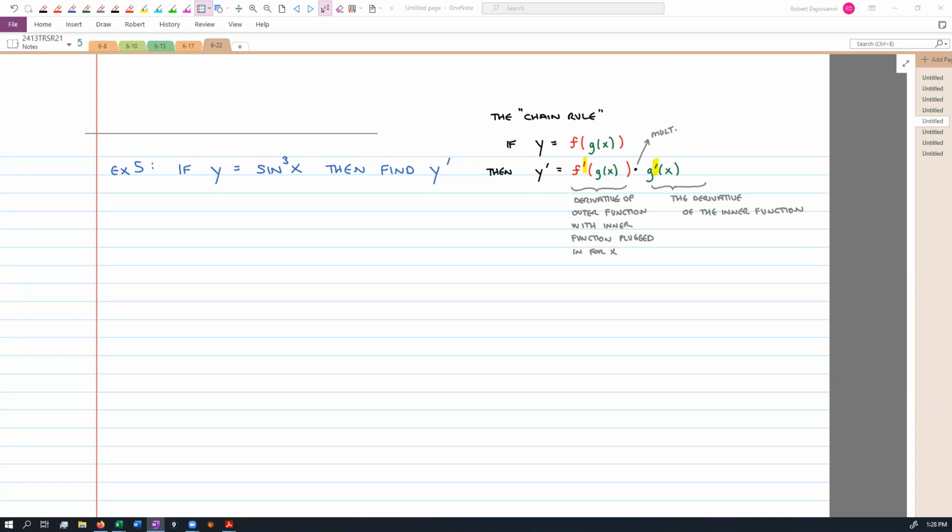Cody, this is not the same problem because your outer and inner functions are different. They've traded places. In the previous problem, the cubed was on the x. Here, the cubed is on the sine.